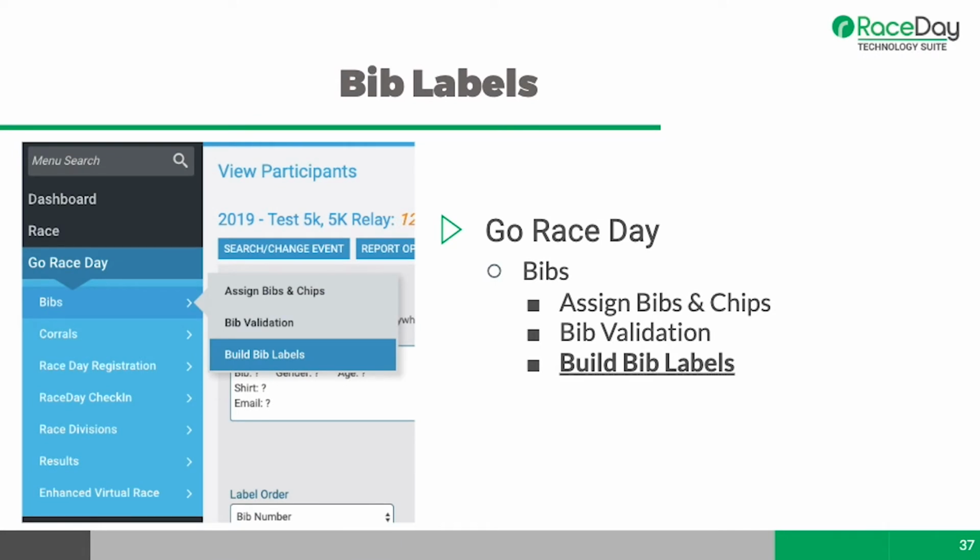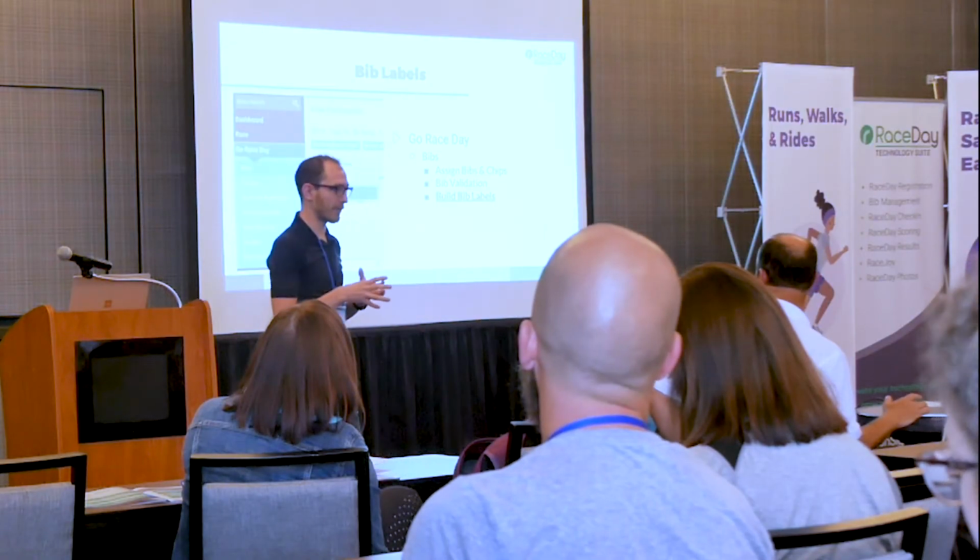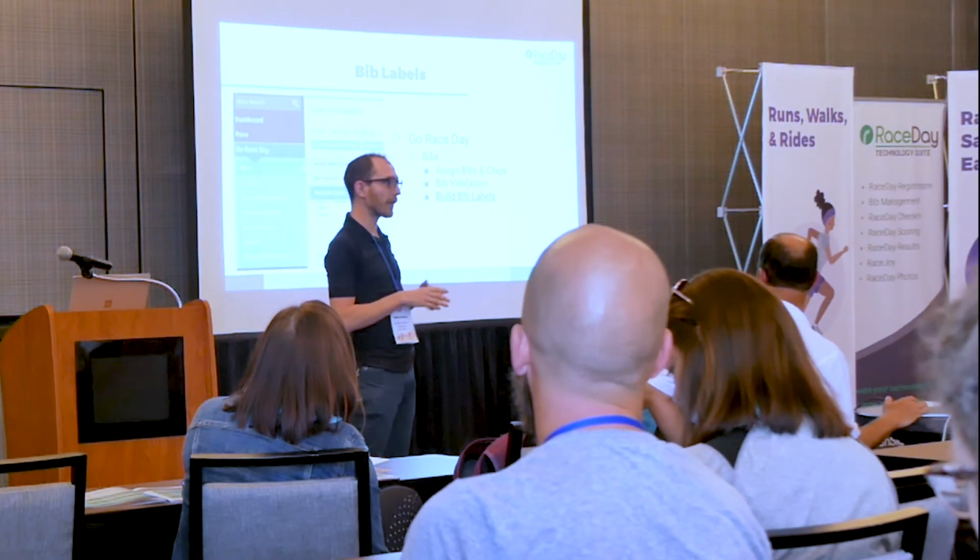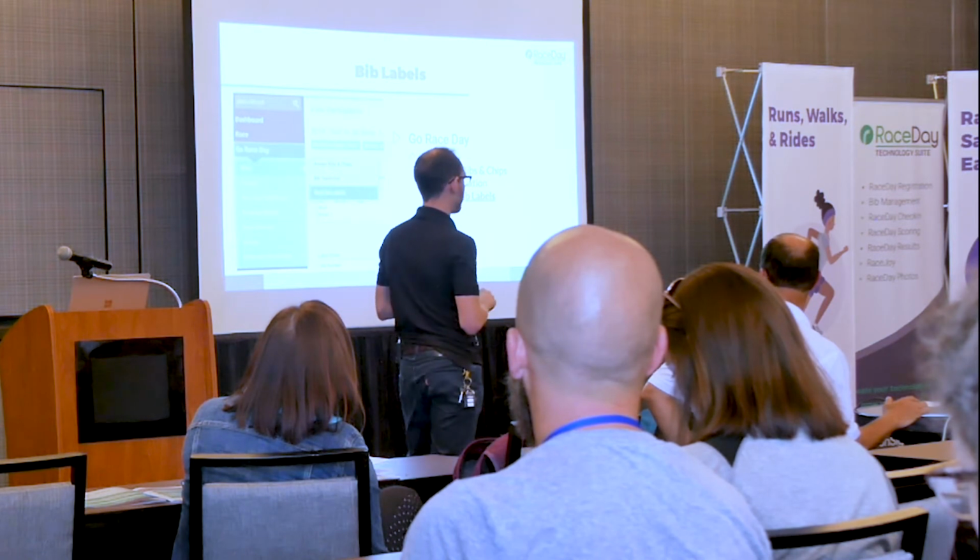And then bib labels. So this is actually great. This is one of the biggest features that I think people overlook in RunSignup. Really great system for building bib labels. It scales everything automatically for you. It allows you to put dynamic placeholders in, and it's really slick.